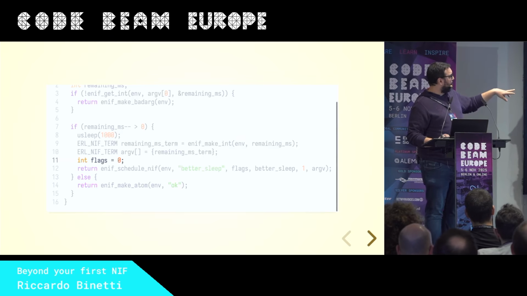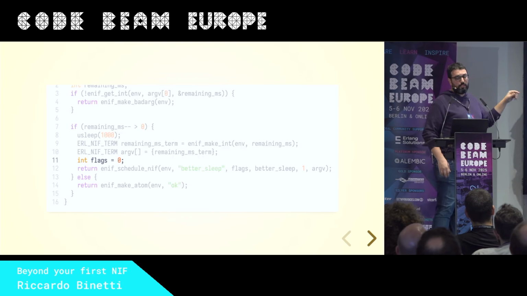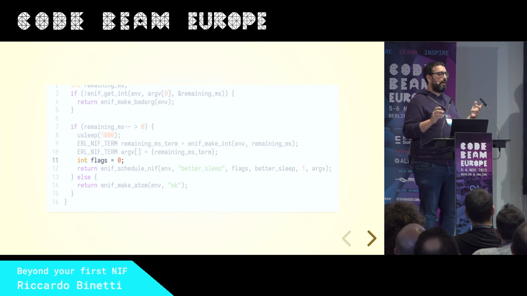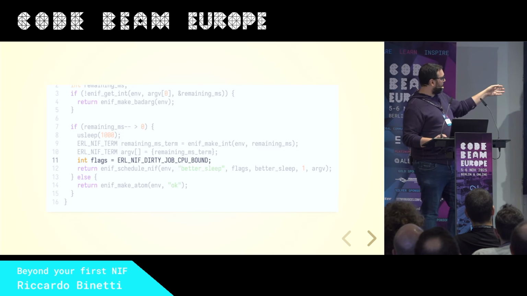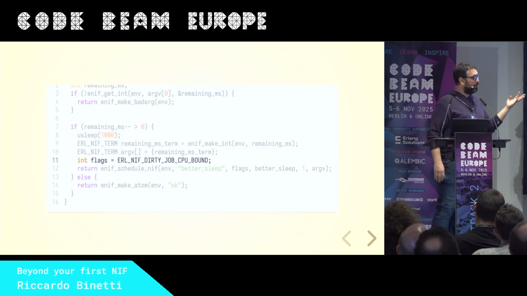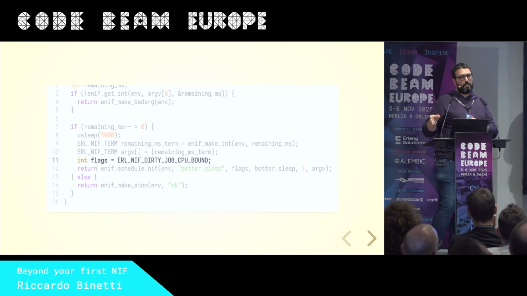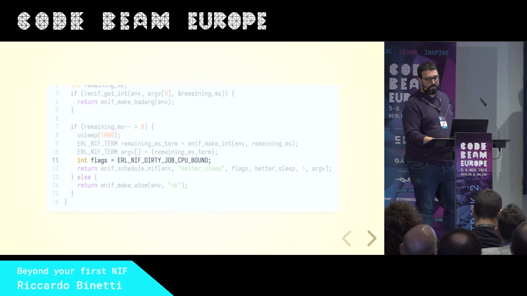And the flags variable is where you can actually dynamically switch your dirty type. So if you pass here ERL_NIF_DIRTY_JOB_CPU_BOUND, then the NIF will be scheduled to a dirty scheduler the next time it runs.